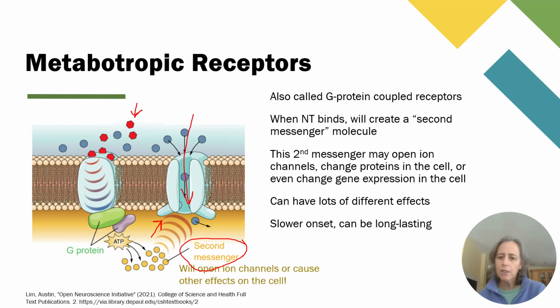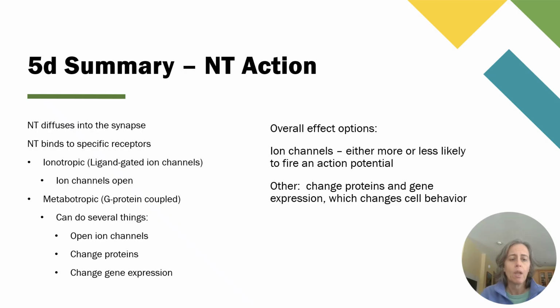So this is a very different type of way of having a signal come into a cell to change its behavior. In summary, neurotransmitters diffuse into the synapse and bind to their specific receptors that are specific for that neurotransmitter only. If it's an ionotropic receptor, that is a ligand-gated ion channel, it's going to open the ion channel. Whatever ion it's specific for is going to move according to its electrochemical gradient, causing an EPSP or an IPSP, stuff you've heard about before.